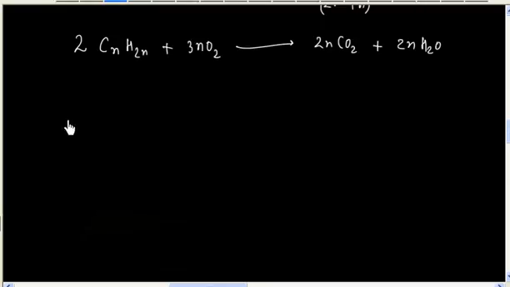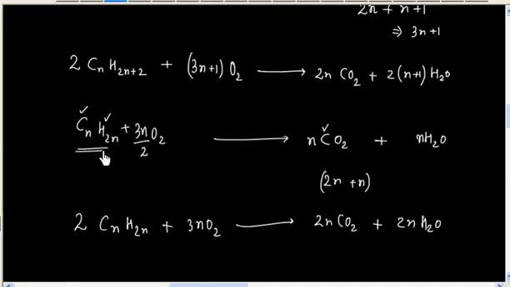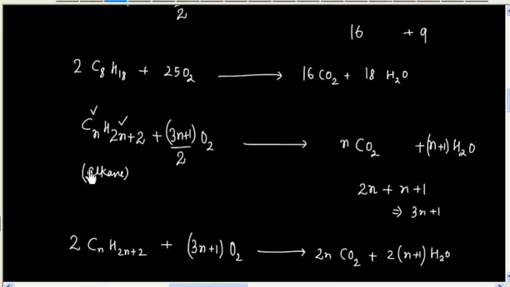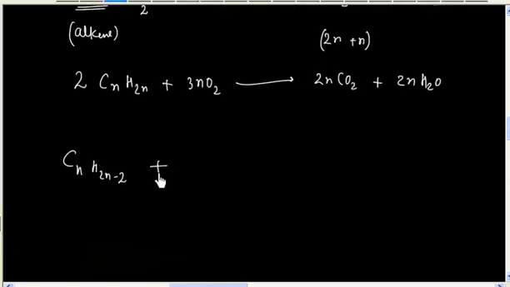Similarly, you can balance this one, CnH2n minus 2. CnH2n is called alkene, and CnH2n+2 is called alkane. All these are hydrocarbons. This reacts with oxygen. This will give you CO2 plus H2O. Now we have n number of carbons, so multiply by n. We have 2n minus 2 hydrogens, so we have to multiply by n minus 1.